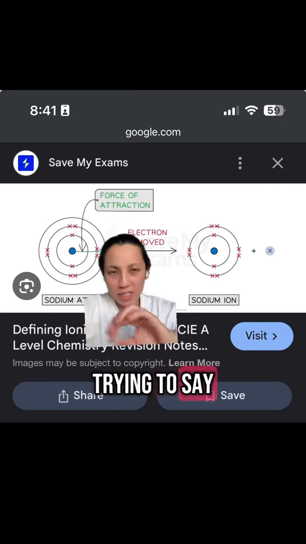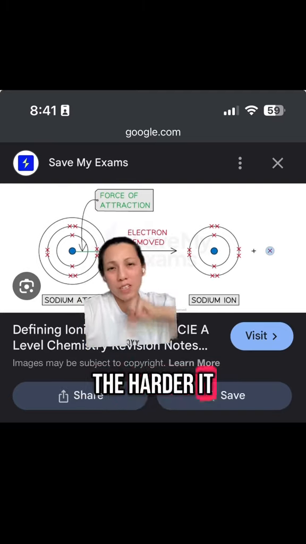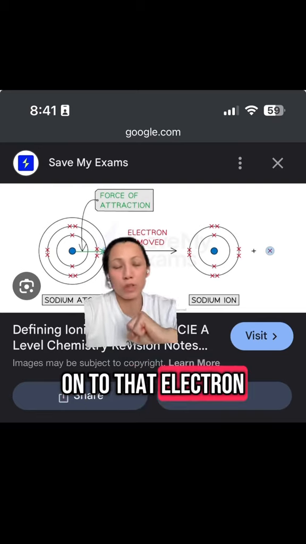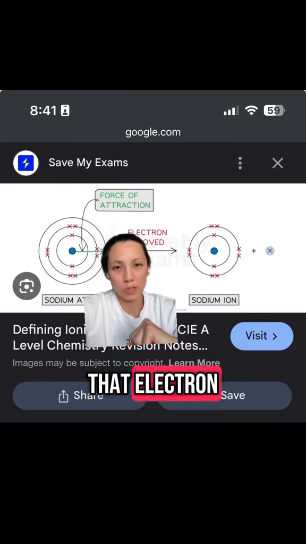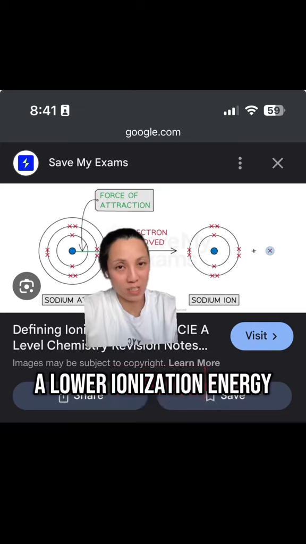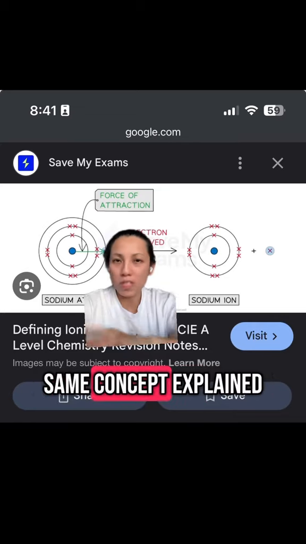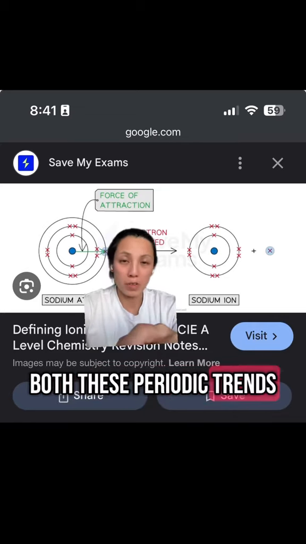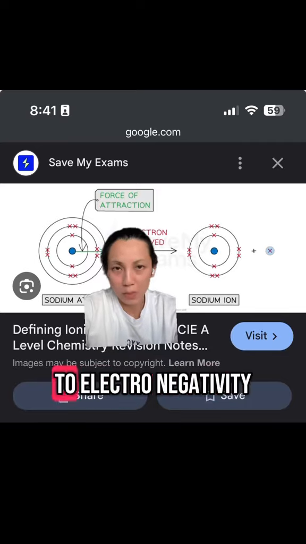So what I'm trying to say is the further it is from the nucleus, the harder it is for the protons to hang on to that electron, and the easier it is to lose that electron, which means there's a lower ionization energy. So can you see how the same concept explained both of these periodic trends? You could apply the same thing to electronegativity as well.